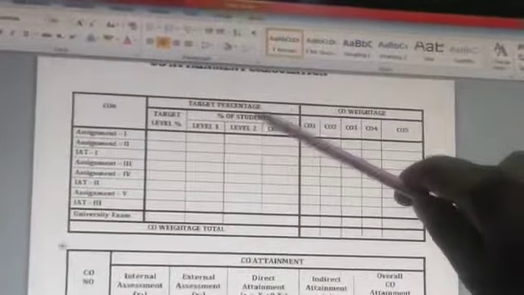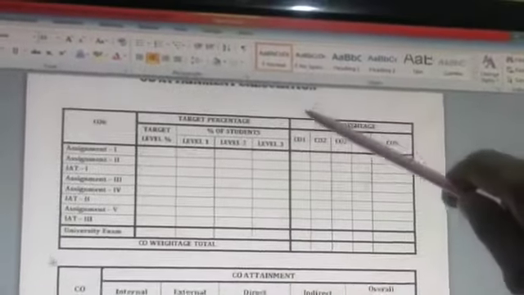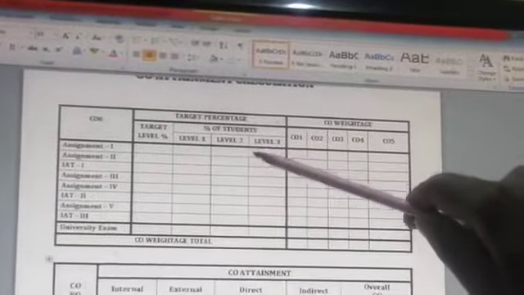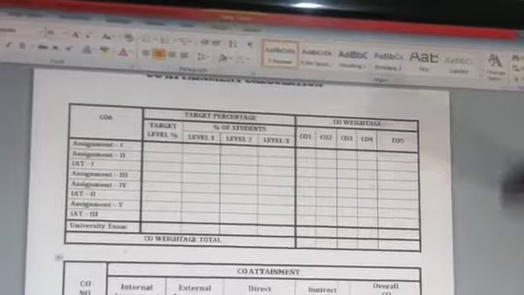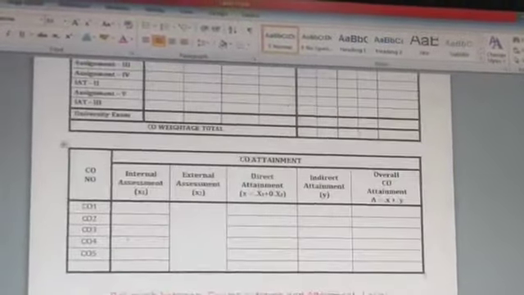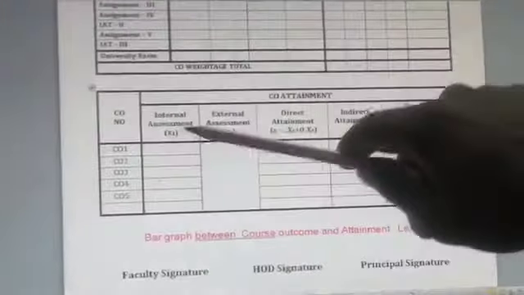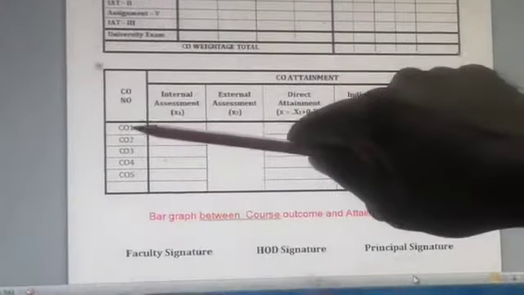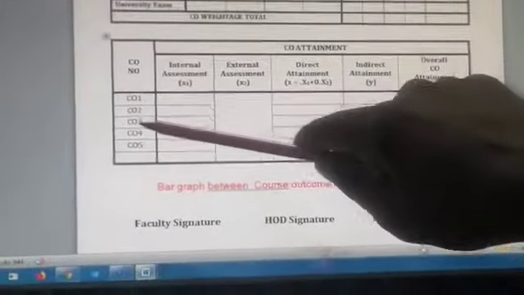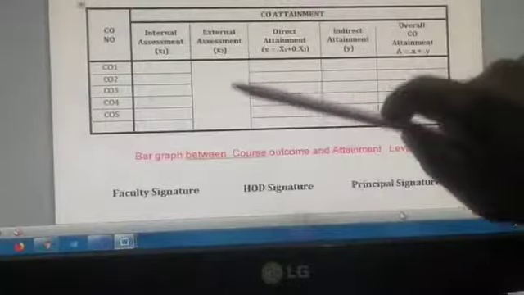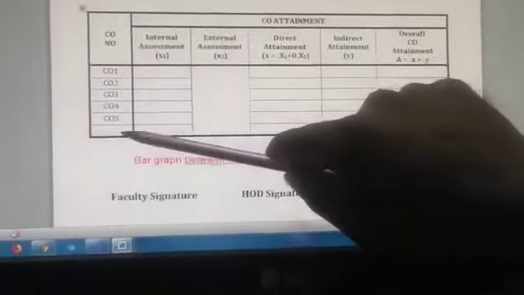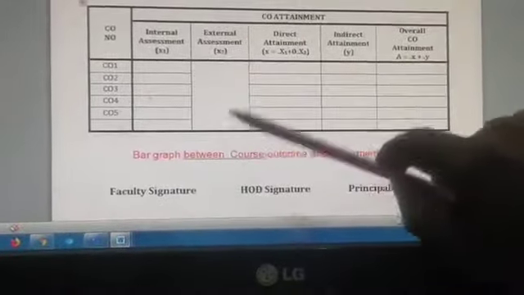Here you are having a table. This is table number 1. Table number 1 comprises two components, table number 1A and table number 1B. This table is for internal assessment 1. Internal assessment is through CO1, CO2, CO3, CO4, CO5, and the external assessment is through the university examination.